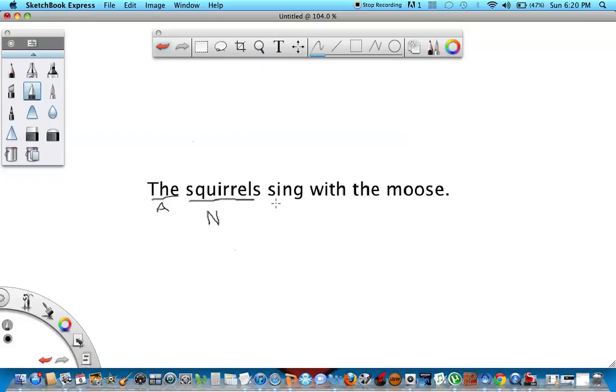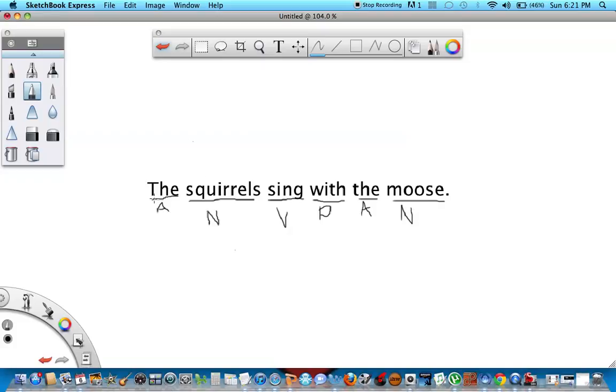Next you have sing. Sing is a verb, so we're gonna underline it and make a V under it. And then we have with, which is a preposition. So instead of writing preposition, we're just gonna write P. The next is the word the again, which, as the first word shows, is an article. And then moose is another noun. So I'm gonna write N under it.